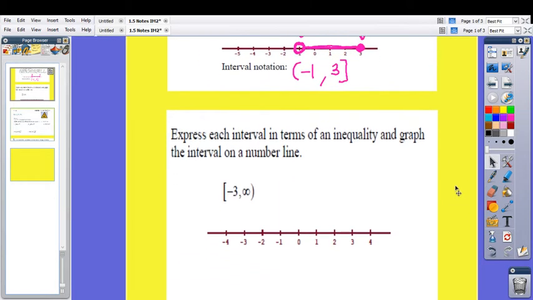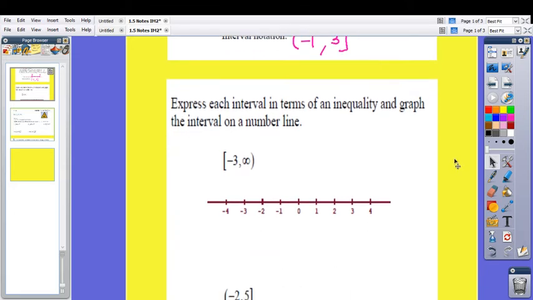Then let's do backward practice. In this one, you have the interval notation, and you are writing down the inequality and graphing it. So first let's graph it. Its right endpoint is infinity, and its left endpoint is -3.